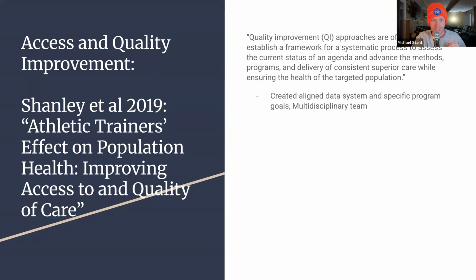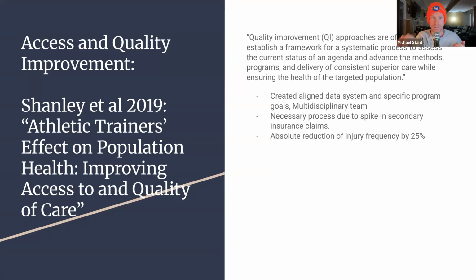They created a line data system, specific program goals, and a multidisciplinary team. So it wasn't just athletic trainers. They teamed up with the hospital system, and there was a research team, so a lot of people, hands-on. They had to start evaluating their data and figure out where they needed to do this intervention, because in South Carolina, high schools have secondary insurance, and they were having a spike in their secondary insurance claims.